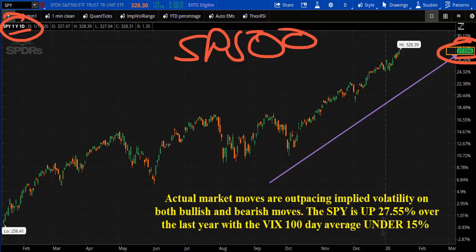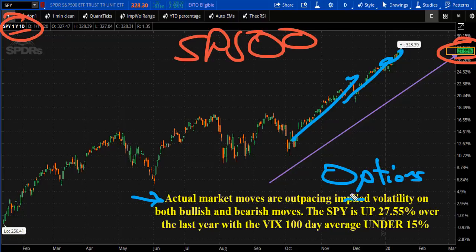But I want you to see something that's really interesting in here. And this one, again, I cannot stress enough, right? Right here. Actual market moves are outpacing implied volatility on both bullish and bearish moves. What that means, okay, is that this market is moving way more than it's supposed to. And who determines what it's supposed to? That's implied volatility. Implied volatility is another word, okay, for options. The options market right now is doing a horrific job of pricing risk. The SPY is up 27.55% over the last year, okay, with the VIX 100-day average under 15%. Do you not see the discrepancy there?